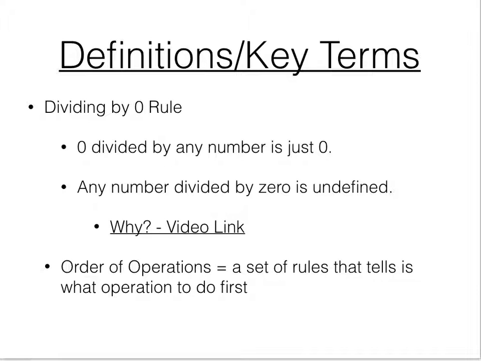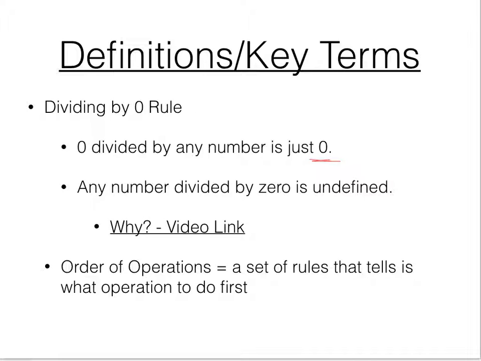One more thing is dividing by 0. There's two different things you can think of. The first is when you have 0 divided by any other number, your answer is always going to be 0. Think of it as, you don't have any candy bars and you try to share it with 5 people. Well, no one's going to get anything because you started with 0.